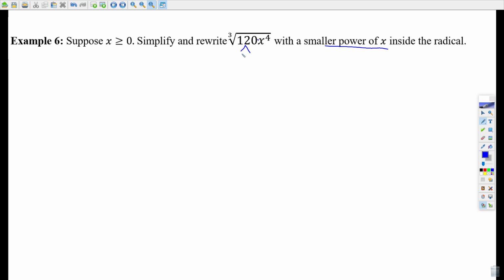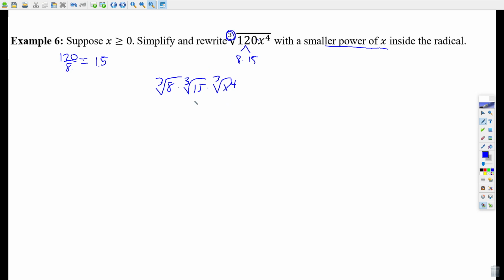So let's try the 8 one again. If I do 120 divided by 8, I'm just going to do 8 because that looks like a good number to use. And why am I using 8? Because we're looking at perfect cubes, not perfect squares. And that actually gives you 15. So we're going to use 8 and 15. 8 times 15 is 120. So I'm going to break this into 3 separate ones. We have the cube root of 8 times the cube root of 15 times the cube root of x to the 4th. Like so.